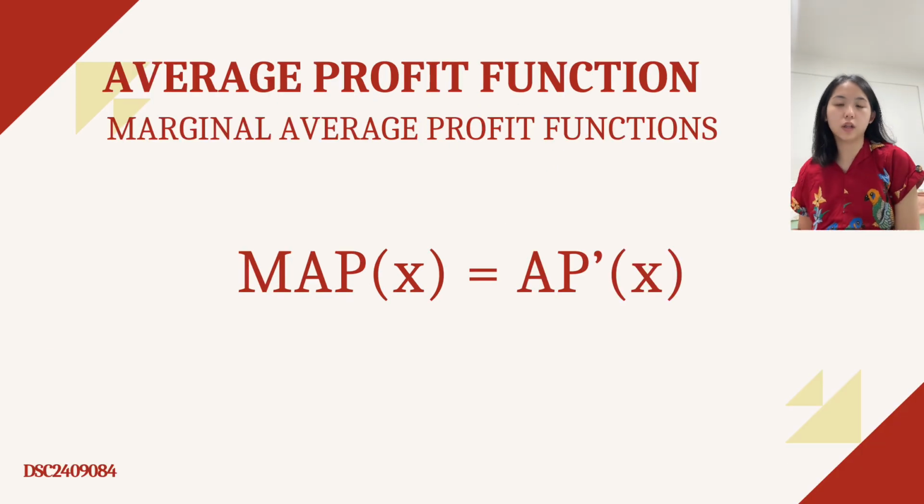And lastly, let's look at the marginal average profit, or MAP function, which shows how average profit changes as more units are sold. The formula is MAP of x equals the derivative of AP of x, and AP of x is the average profit function, and this shows the profit per unit for x units.